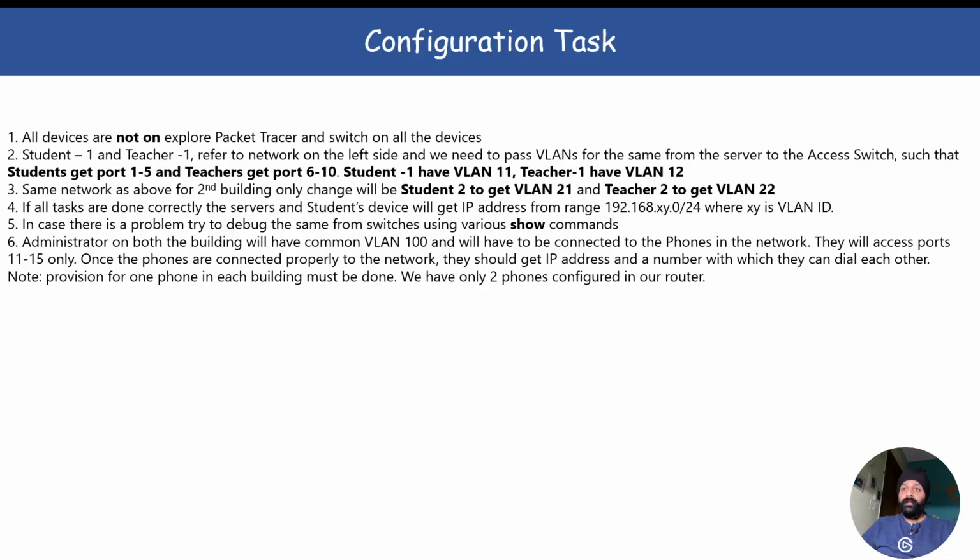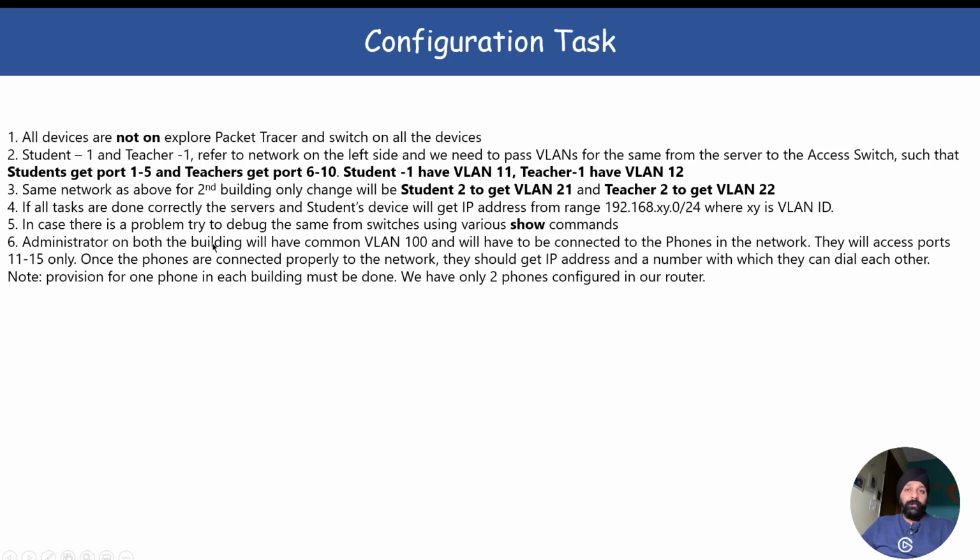So let's look at what is the next task. If all tasks are done correctly, the servers and student devices will get IP addresses where XY is the VLAN ID. This task is done now. In case there is a problem, try to debug the same from the switch using various show commands. We had to do this because we had several problems, so we were constantly doing step number 5.